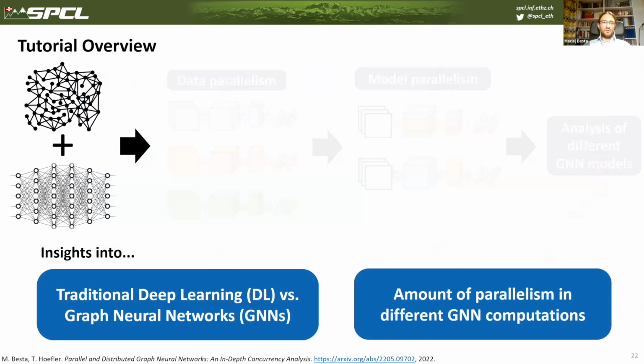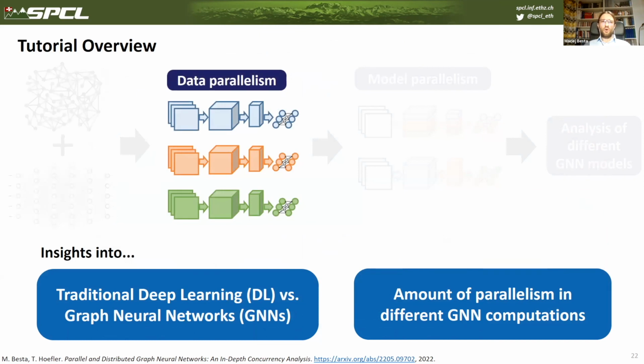Okay, so that was the necessary recap. Now let's move to the first part of the presentation, where we are going to focus on the fundamental aspects of data parallelism in graph neural networks.